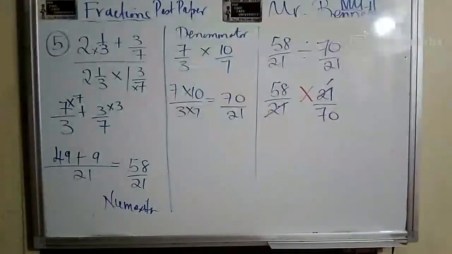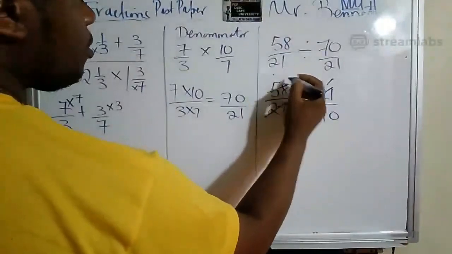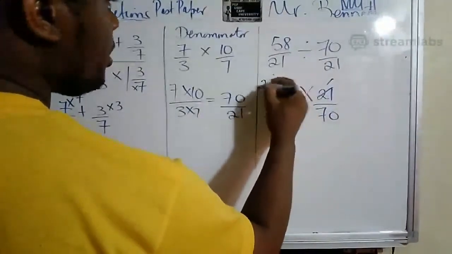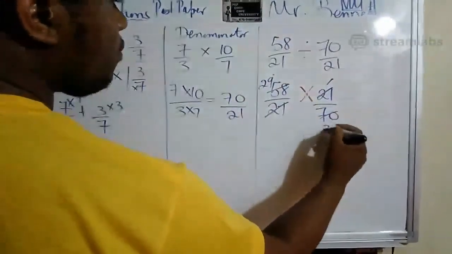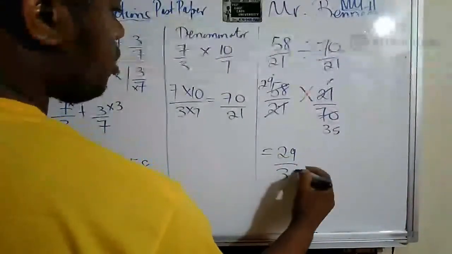Now let us find a number that can go into 58 and 70 without leaving a remainder. Both of them are even numbers, so we can try 2. And 58 divided by 2 gives you 29, and this gives you 35. So it's 29 over 35.